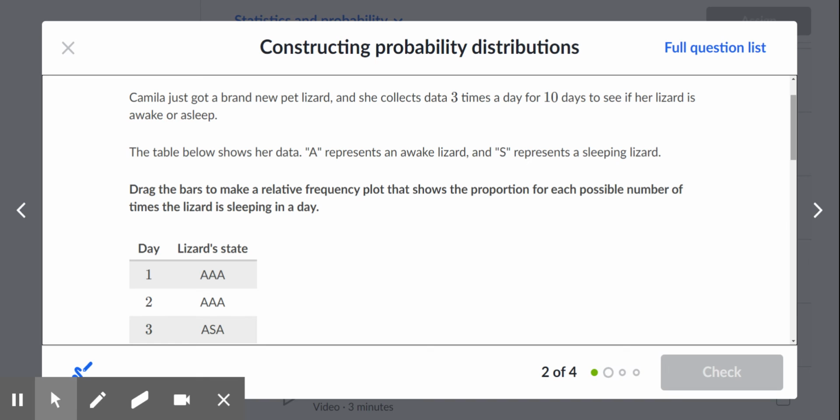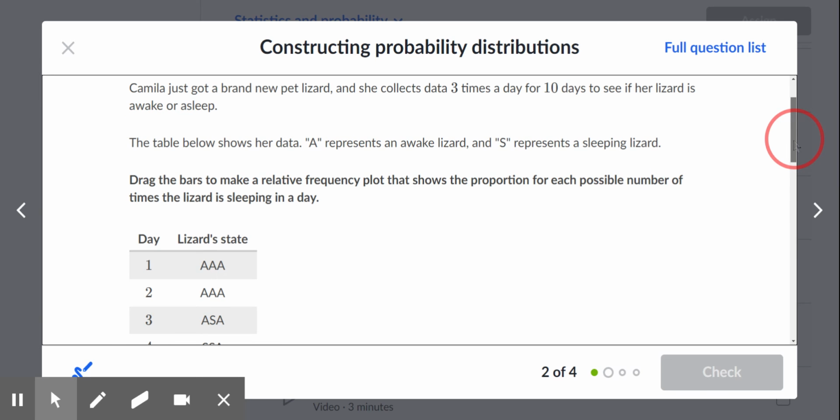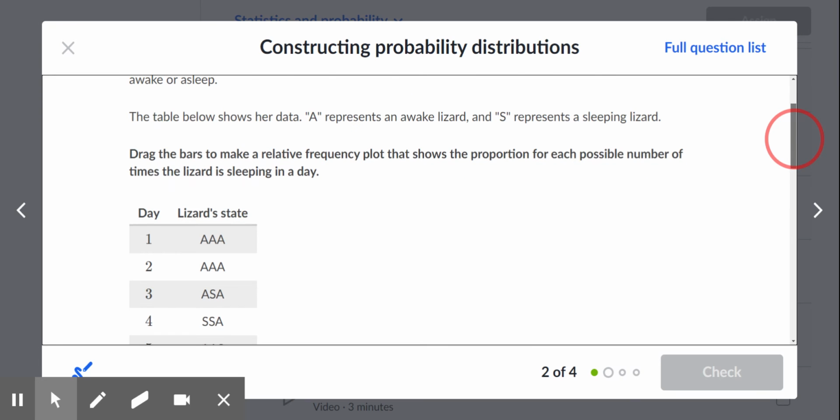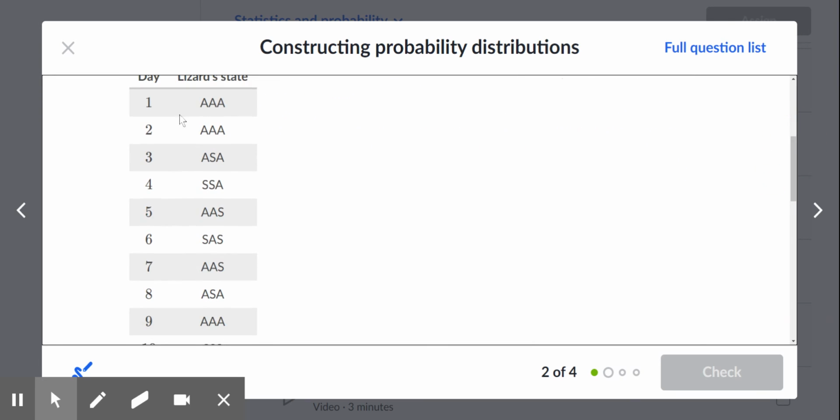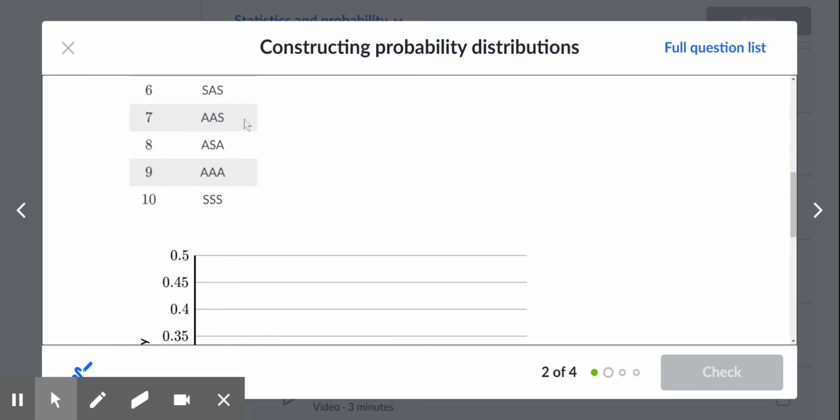A represents an awake lizard, and S represents a sleeping lizard. So drag the bars to make a relative frequency plot that shows the proportion for each possible number of times the lizard is sleeping in a day. This is almost like a simulation. She runs a simulation: she collects data 3 times a day for 10 days, which is why you see 3 times a day, for 10 days.